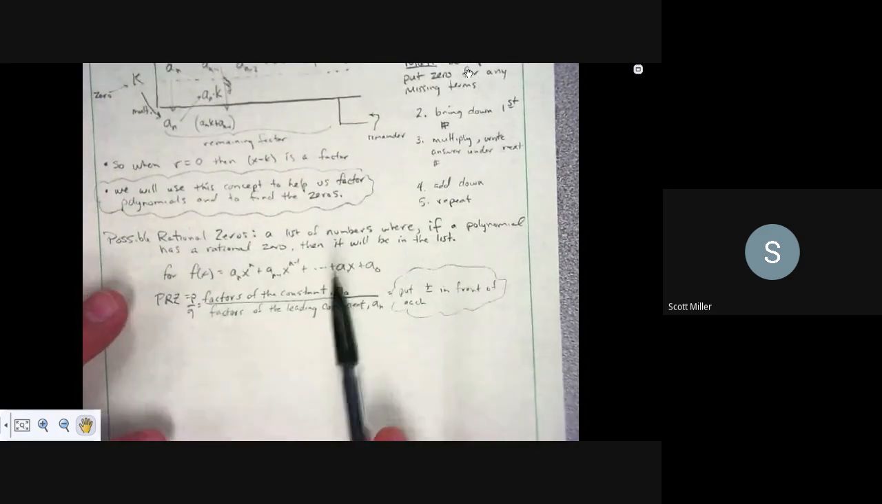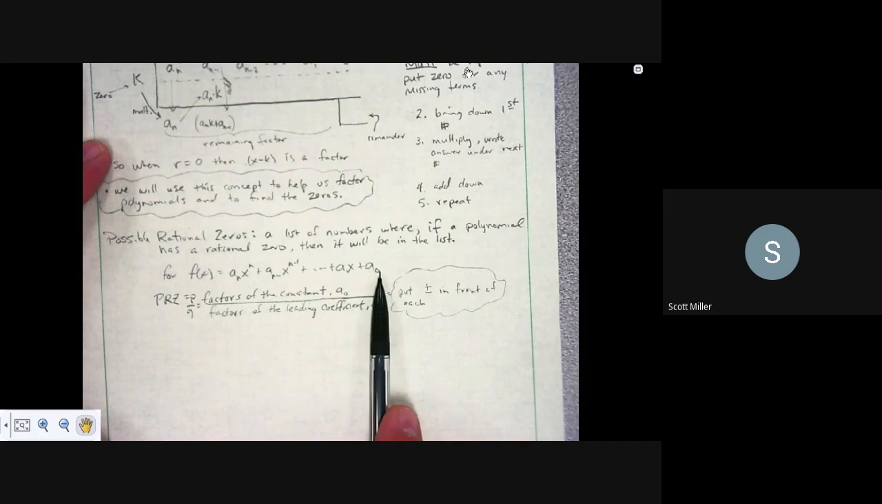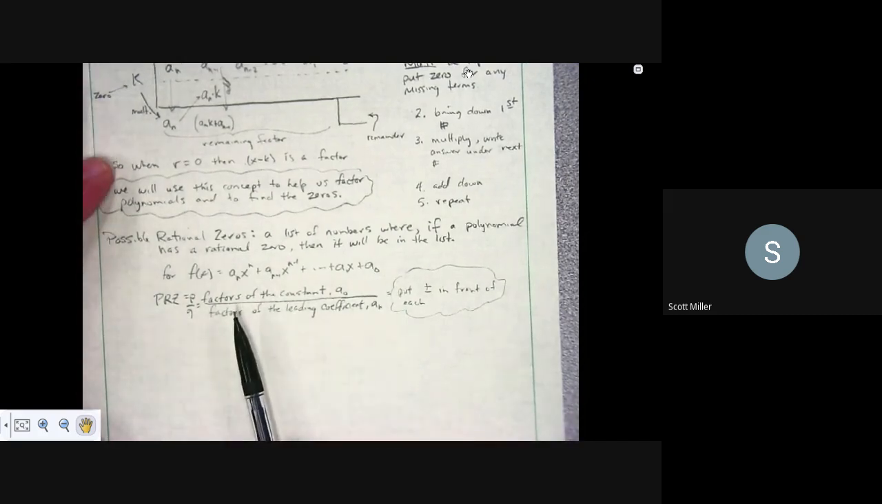And this is kind of tied to the technique you had in Algebra 1 for factoring, where you took the number in the front and found its factors, and the number in the back and found its factors. So that's the technique here.